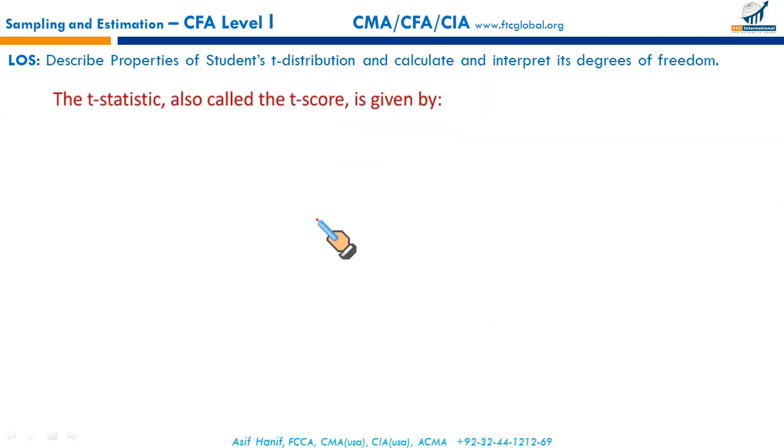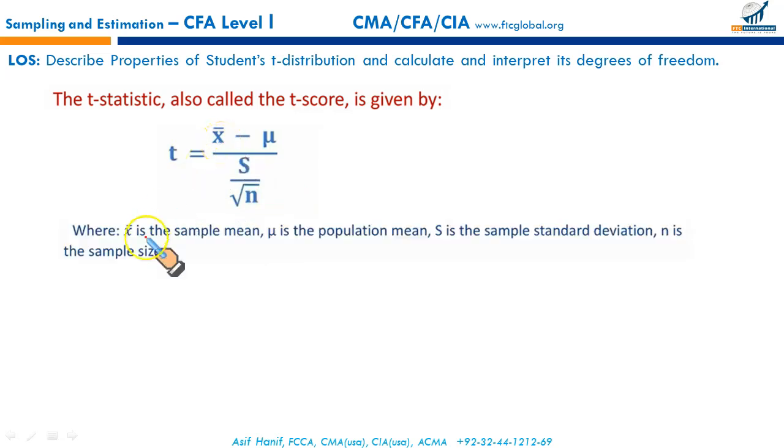How do we calculate the t-score? You remember from your previous learning, z-score is calculated by the observed value minus mean upon standard deviation. But here the t-statistic is calculated using this formula. Now what this formula tells you is that X here represents the sample mean which we have been discussing so far. This is the population mean.